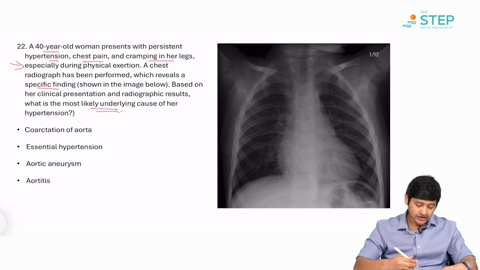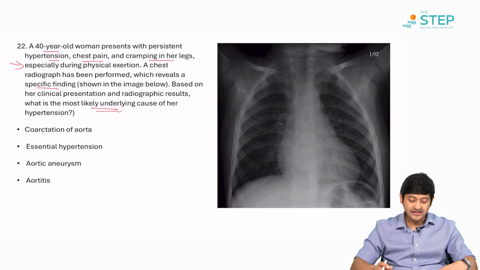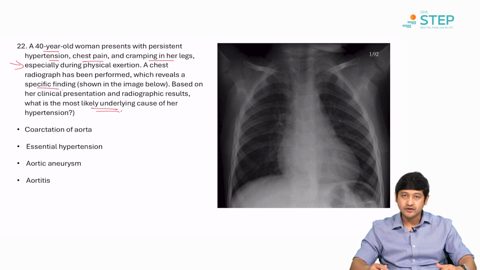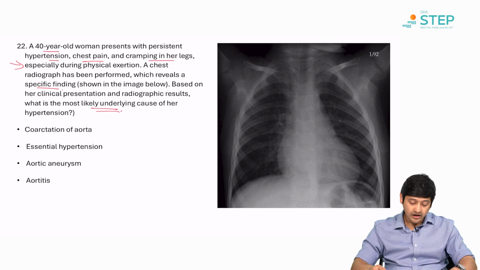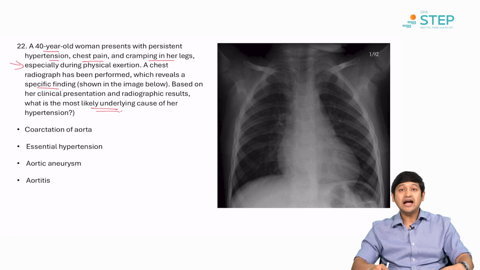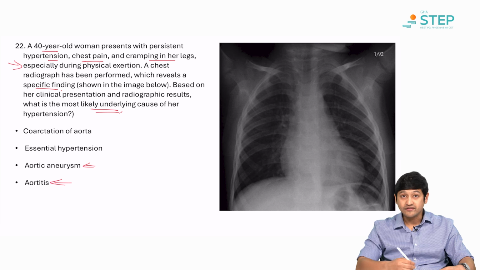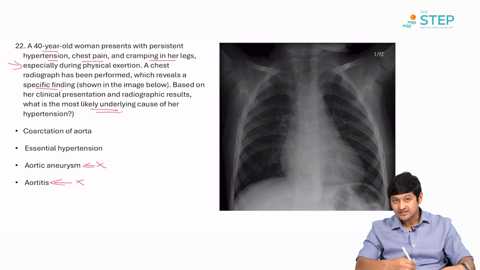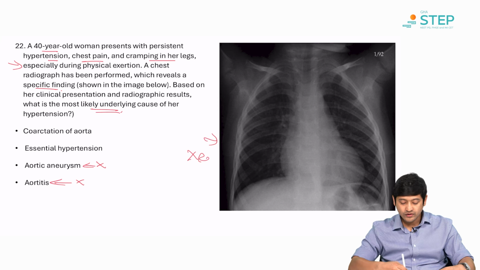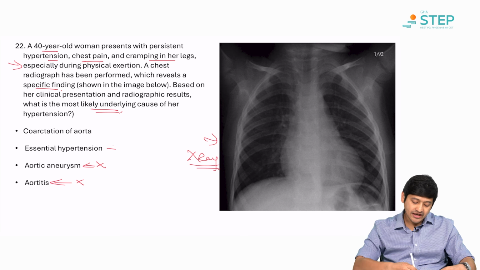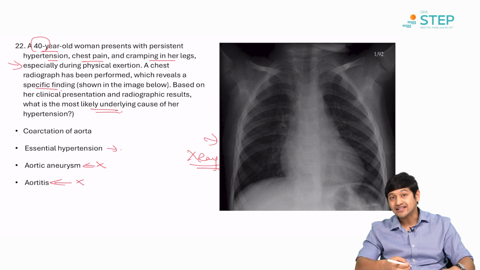Now, are you looking at a coarctation of the aorta? Is this essential hypertension, basically hypertension in an older person without a cause? Is there an aortic aneurysm or is there aortitis? To pick out an aortic aneurysm or an aortitis, you will be given some sort of contrast material, all right. So both of these can be ruled out because this is not a CT, this is an X-ray, and you don't have any form of contrast given into the arterial system. Essential hypertension, in an older person, you may have an early onset in a 40-year-old, but that is not going to have any specific X-ray findings.